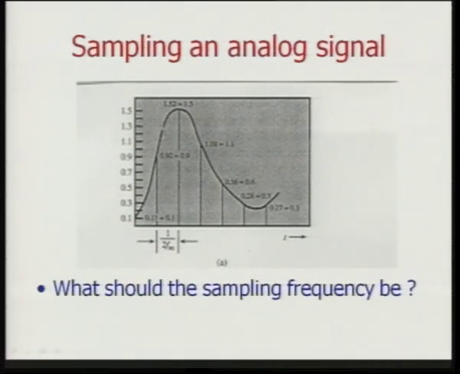But if you sample very frequently, then you have many samples that you generate, and you need to send so many more samples of data. So, we always try to arrive at an ideal sampling frequency. So, how do we arrive at this ideal sampling frequency?